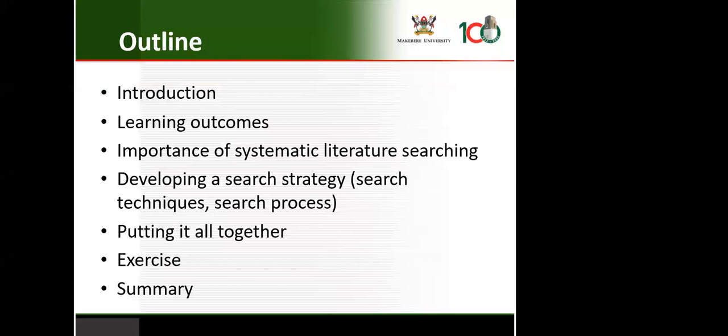All right, so our session, we shall start with the introduction. Look at the learning outcomes, then the importance of systematic literature searching. We will develop a systematic search strategy. We look at the search techniques and the search process. At the end, we shall put all together to develop the search strategy. Then we shall have an exercise, a literature search exercise, and then we shall summarize our session.